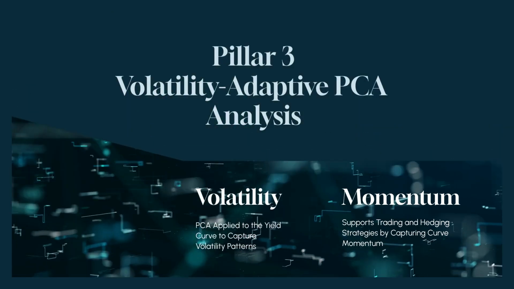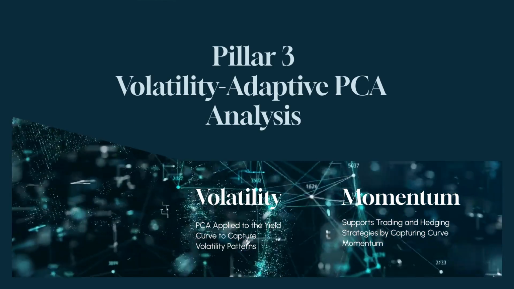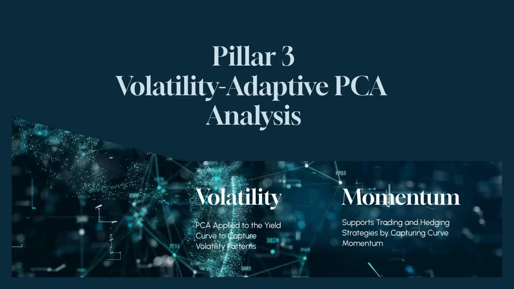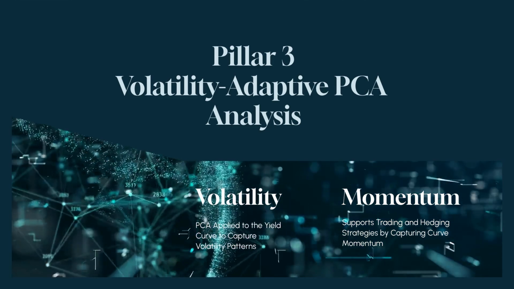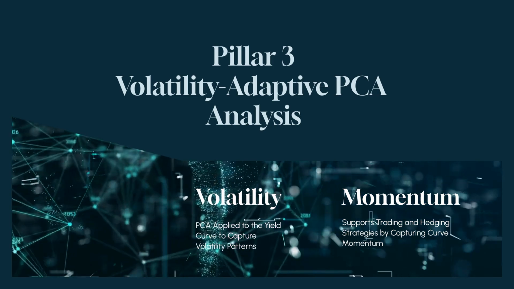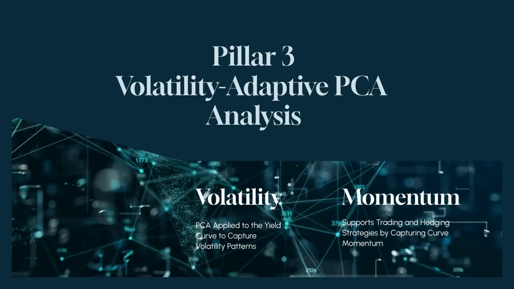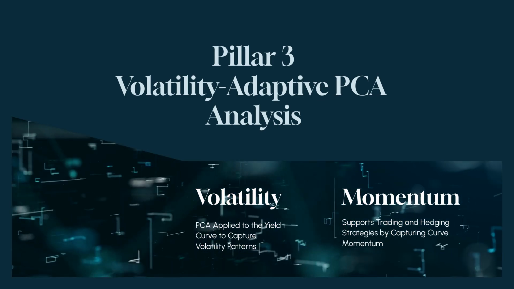Pillar 3. We apply PCA dynamically across the yield curve to isolate three stable and interpretable movements. PC1 for directional shifts, level, PC2 for steepening or flattening, slope, and PC3 for curvature patterns like humps and twists. These components adapt over time, enabling targeted strategies under changing volatility regimes.